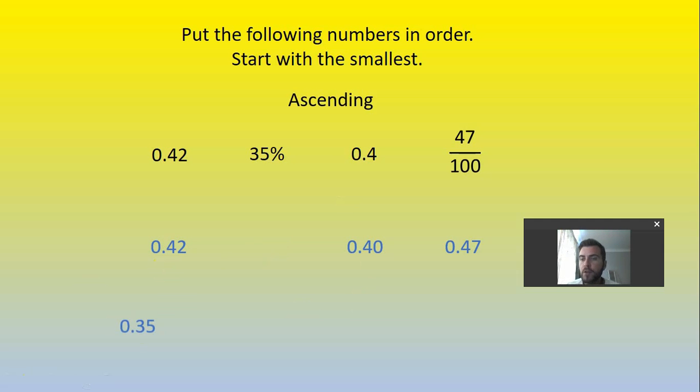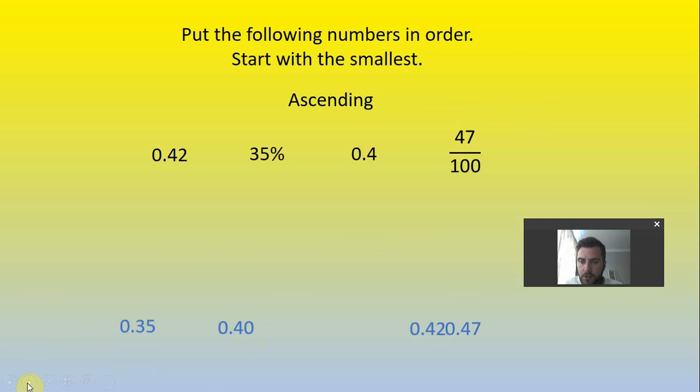Okay, but if you convert them all to the same context, the same measure, then it's much easier to make a comparison. So 0 and 35 hundredths is the smallest because it's got 3 in the tenths column, whilst the others have 4. Then we have 0.4 or 0.40. Remember that 0 can be there as a placeholder if it helps you, but it doesn't need to be there.